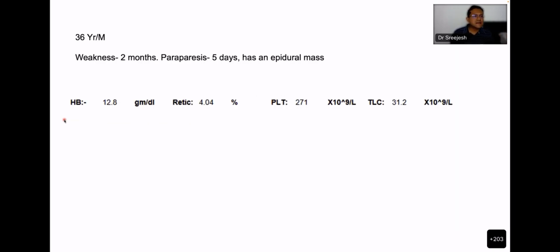Going into detail, case 6 is a 36-year-old male with weakness, paraparesis and an epidural mass. Whenever you have an epidural mass with leukocytosis, it can be infection, an abscess with the leukocytosis as a leukemoid reaction, or it may be metastasis with the leukocytosis as a paraneoplastic phenomenon. Or it can be a myeloid sarcoma with MPN. These are the different diagnoses you should consider.